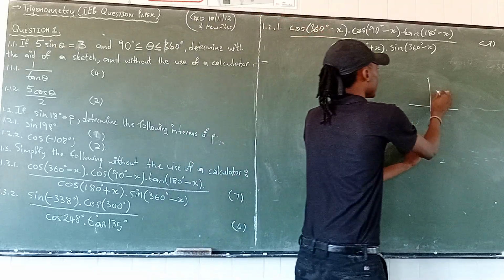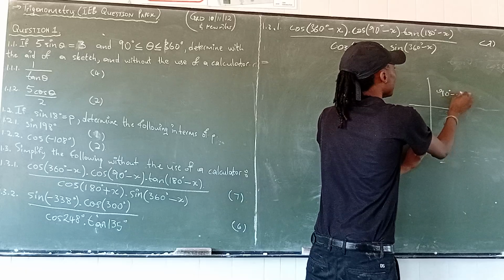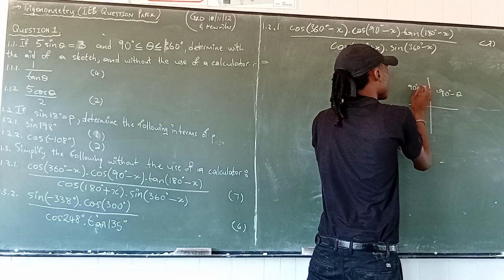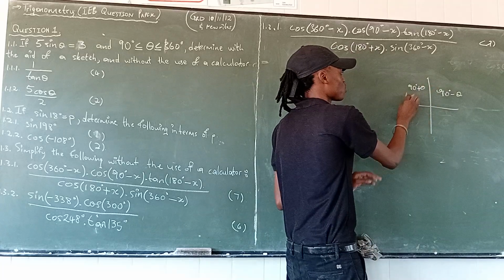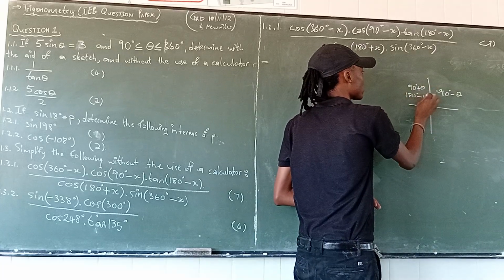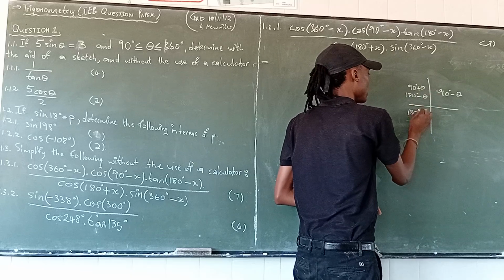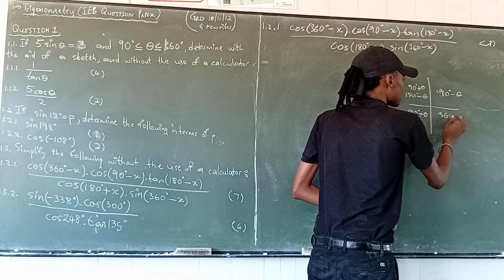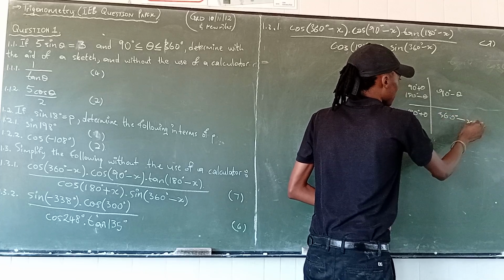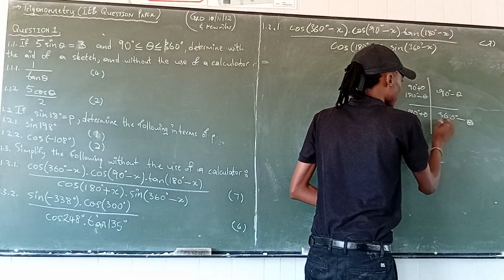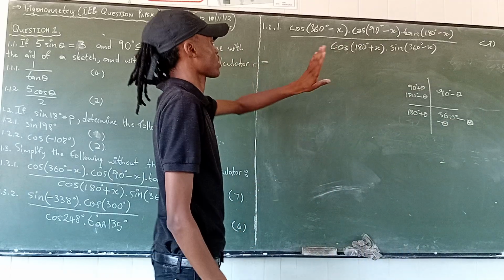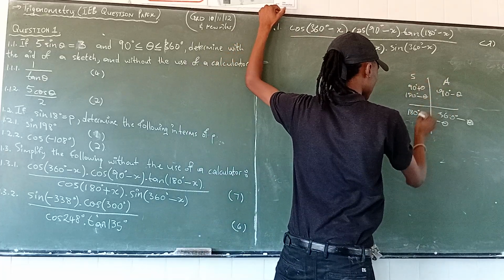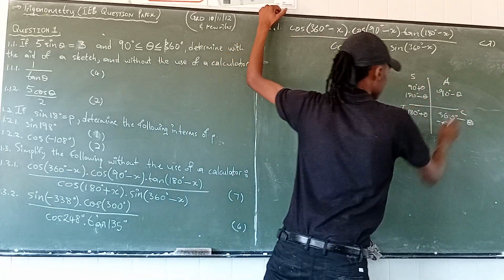Remember, on this side we have 90 degrees minus theta, and this side 90 degrees plus theta, this side 180 degrees minus theta, and here 180 degrees plus theta. This side we have 360 degrees minus theta, and therefore we also have negative theta. Remember, here it's all, here it's sine, here it's tan, and here it's cos.